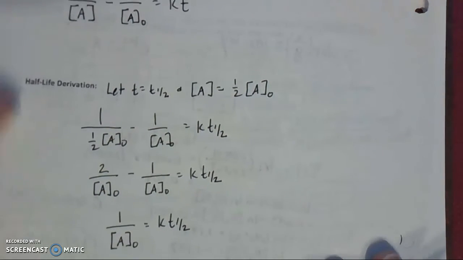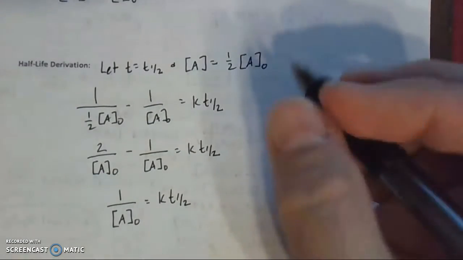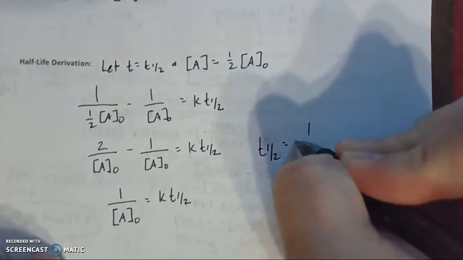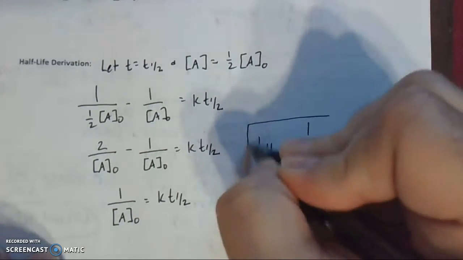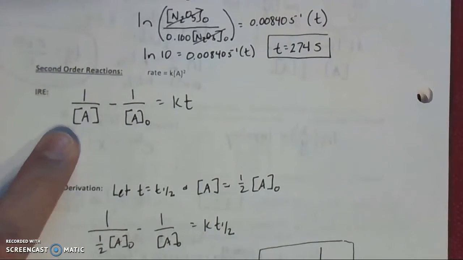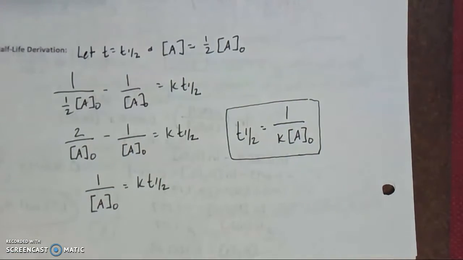If we divide both sides by k to get t 1/2 by itself, we end up with our equation: t 1/2 is equal to 1 over k times the initial concentration of our substance. So that is our half-life. Now we have our integrated rate equation that we can use, and we have our half-life for second order reactions. So we're going to look at our example problems.